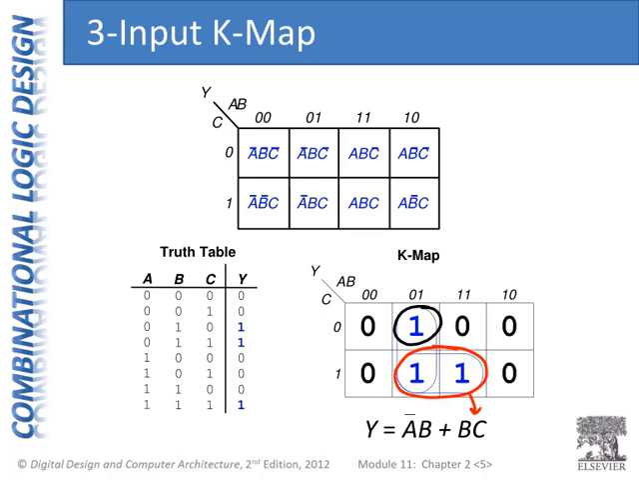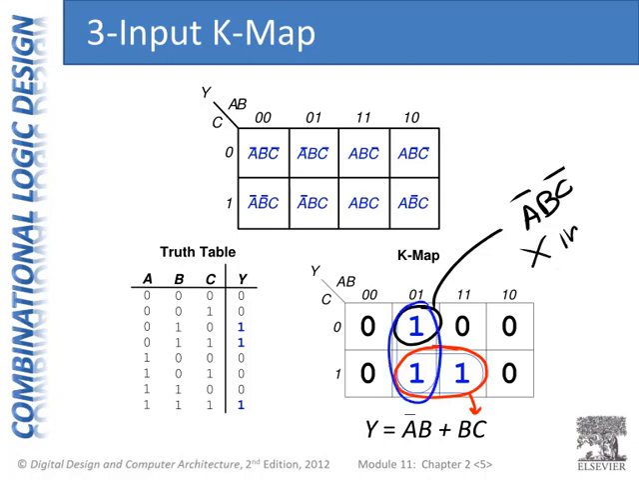That's not logically incorrect. For that single one, I'm going to get A bar and B. So 0, A bar, and 1, B, and C bar. But it's not minimal, because I could have made that circle bigger, like we showed in the correct version of this. This is the correct version.